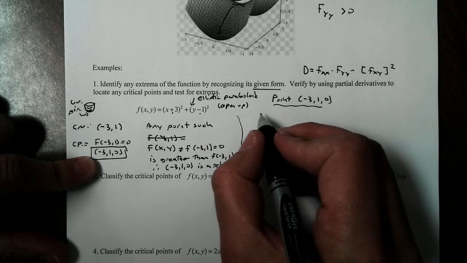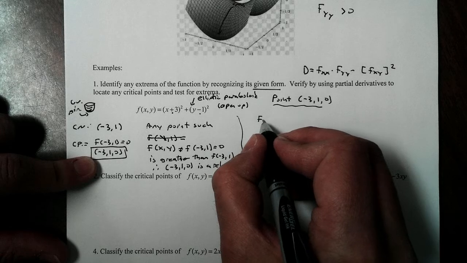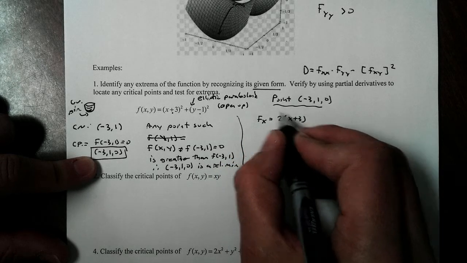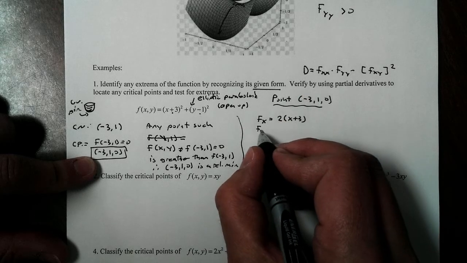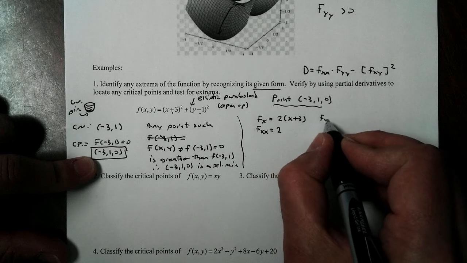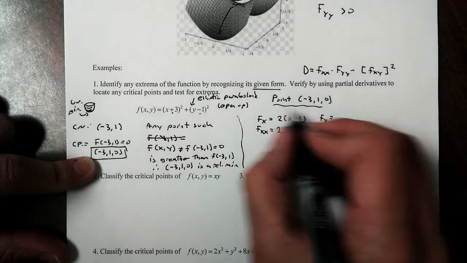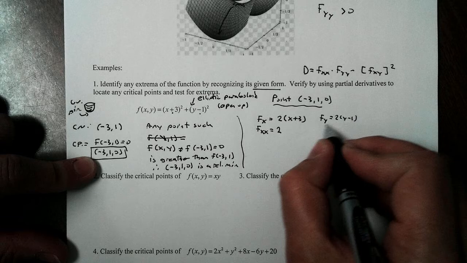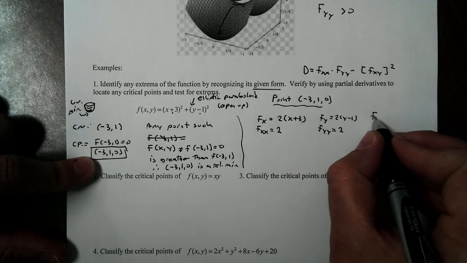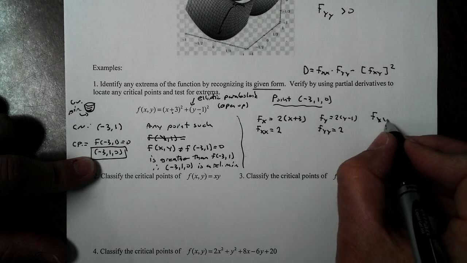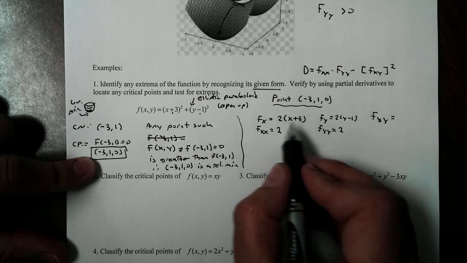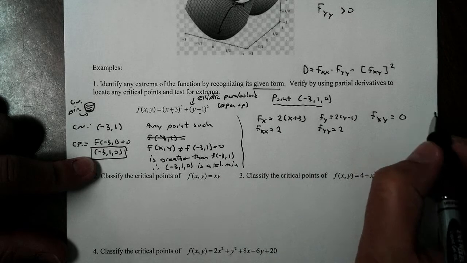So we need our partials. Fx, which is 2 times x plus 3. My second partial with respect to x, fxx, which is just 2. Fy, which is 2 times y minus 1, and my second partial with respect to y is just 2. And now we need fxy. That's not too hard to do. Fx is 2 times x plus 3. There's no y value, so that's just going to be 0 for us.